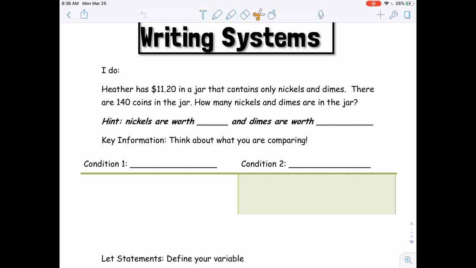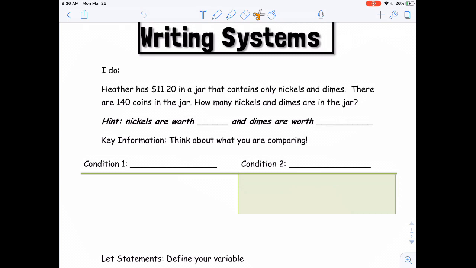Today we're going to be talking about writing a system of equations. This is a little bit different than what we just did with equations in slope-intercept form. You'll see that we still have two conditions happening, but they're a little bit different to set up.